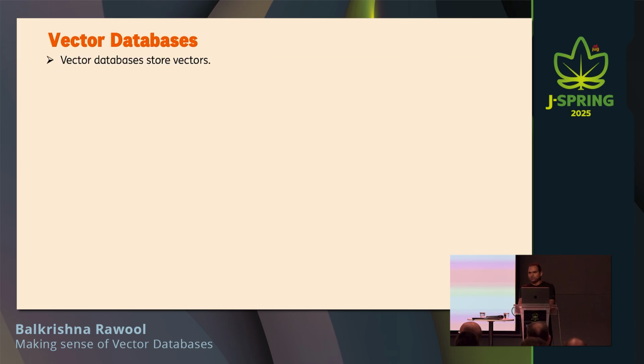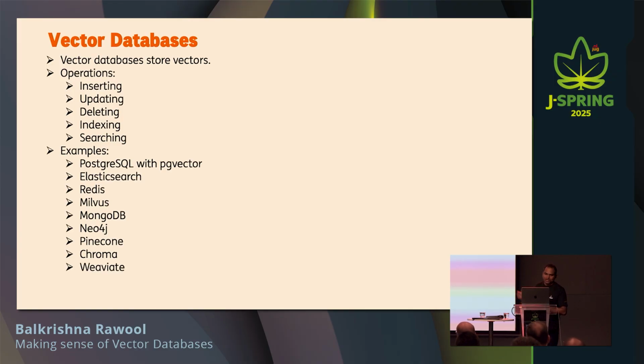Now, a vector database obviously stores vectors. But along with that, it does other operations like inserting, updating, deleting, indexing, and searching like any other database about vectors. Right? And there are a lot of vector databases available in the market. Some of them are listed here, like Postgres, Elasticsearch, Redis, and a lot of them. Postgres is actually not a vector database by default. It is a relational database, but we can add an extension called pgvector, and then it becomes a vector database.